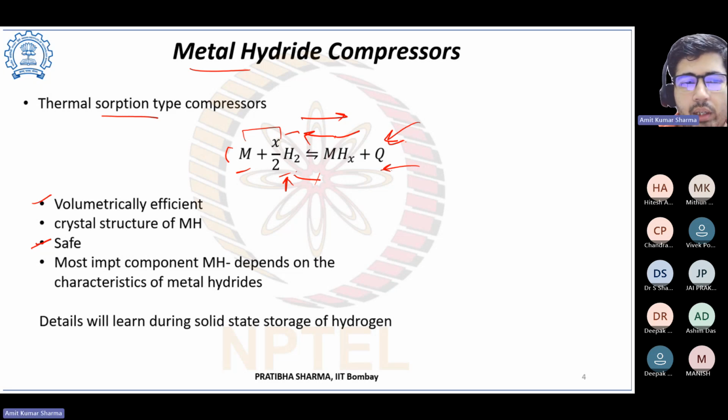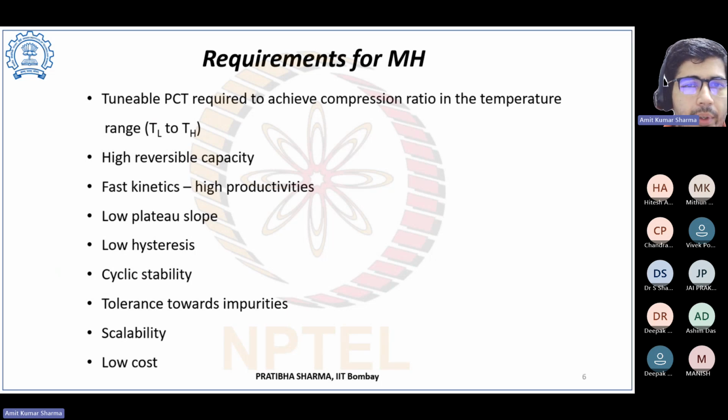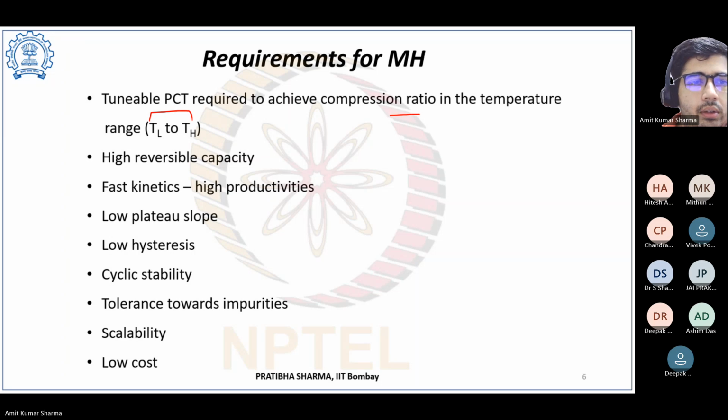The most important component of metal hydride depends on the characteristics of metal hydrides. So the characteristics of metal hydride are very important. Further, we will learn more about these metal hydrides in our solid state storage of hydrogen lecture. There are some requirements of metal hydrides: tunable pressure-composition-temperature required to achieve the compression ratio in the temperature range of lower to higher, high reversible capacity, fast kinetics, low plateau slope, low hysteresis, cyclic stability, tolerance toward impurities, scalability, and low cost.